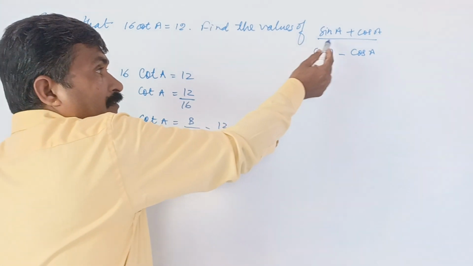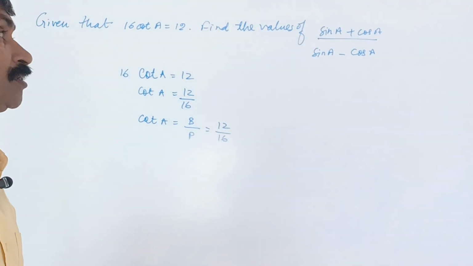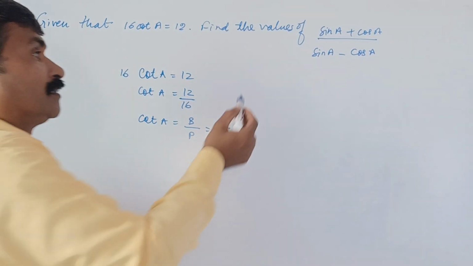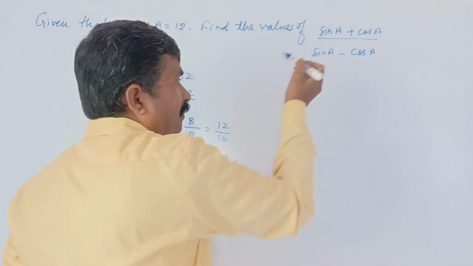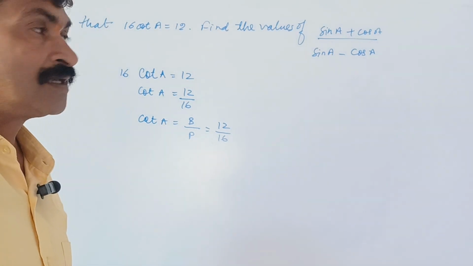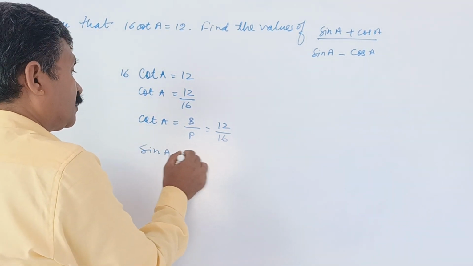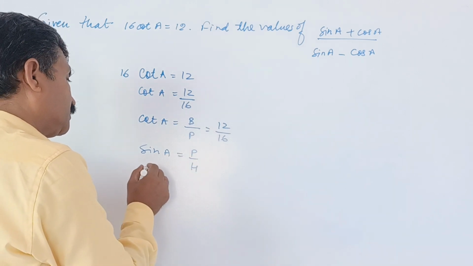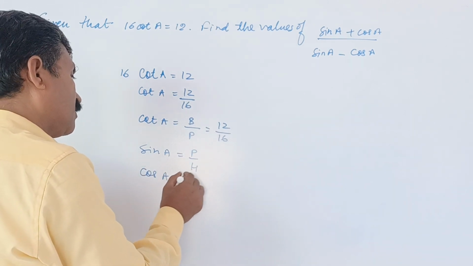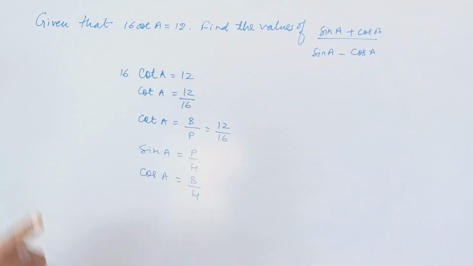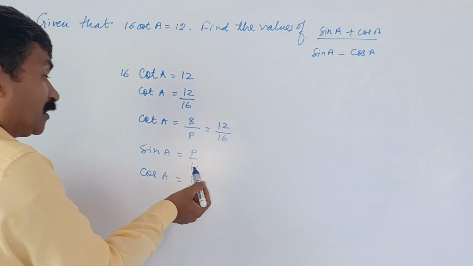Now here, what we have to determine? We have to determine sin A plus cos A in the numerator, and in the denominator sin A minus cos A. So simply, sin A is equal to perpendicular upon hypotenuse, and cos A is equal to base upon hypotenuse. Means we need to determine the hypotenuse.